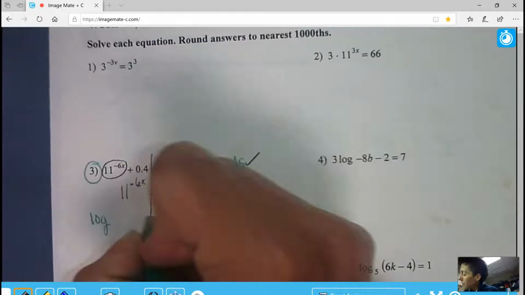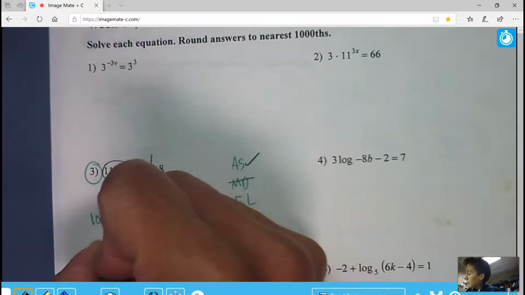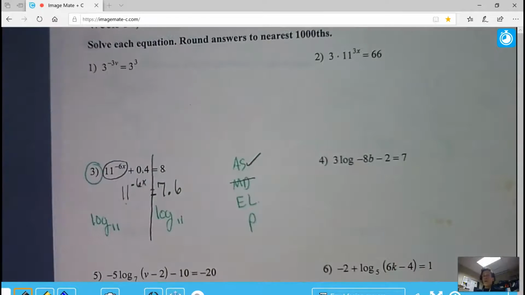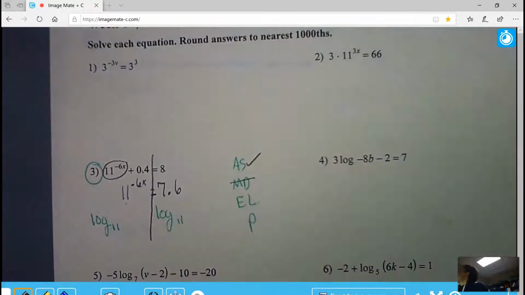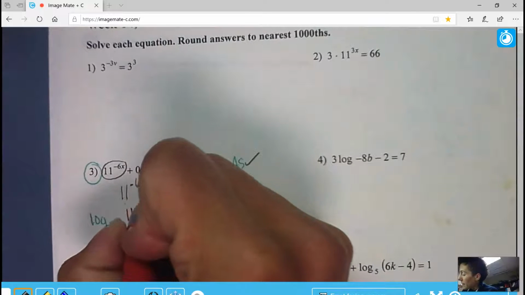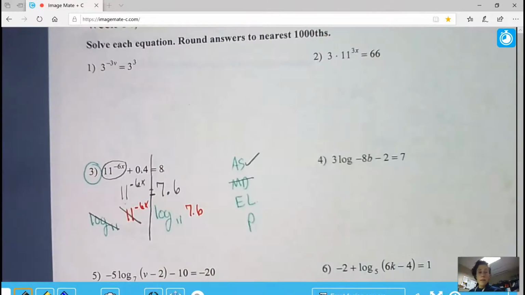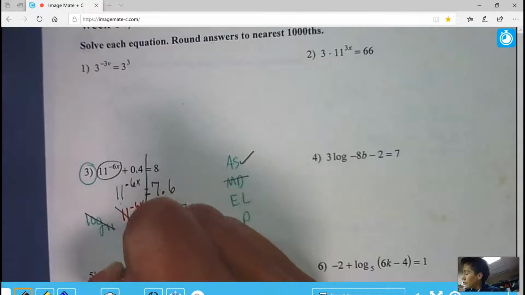So I'm going to log the left side, log the right side, and whatever the base of the exponent is, that is the base of the log. So that becomes the first part, and then what's in the problem, or the actual problem here, becomes the argument, like this. And now these bases can cancel out, so we're just left with negative 6x.